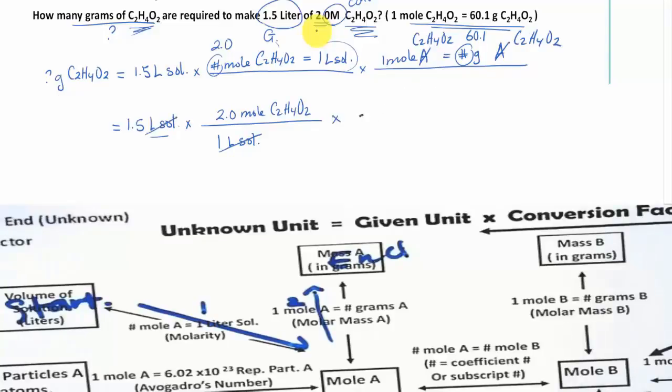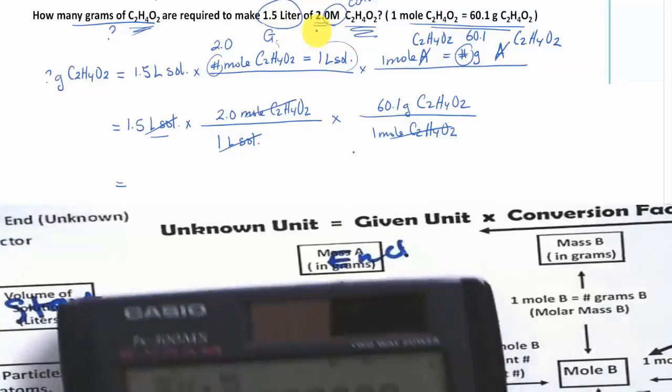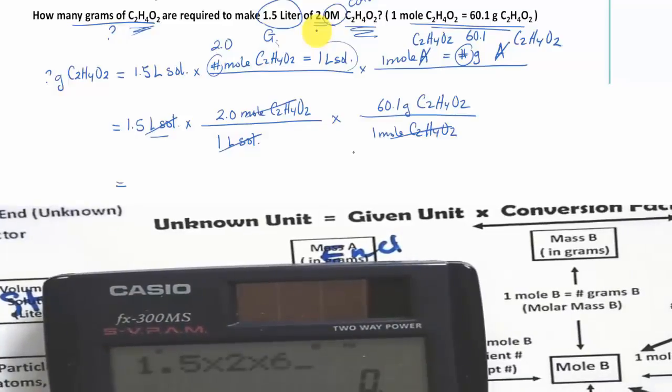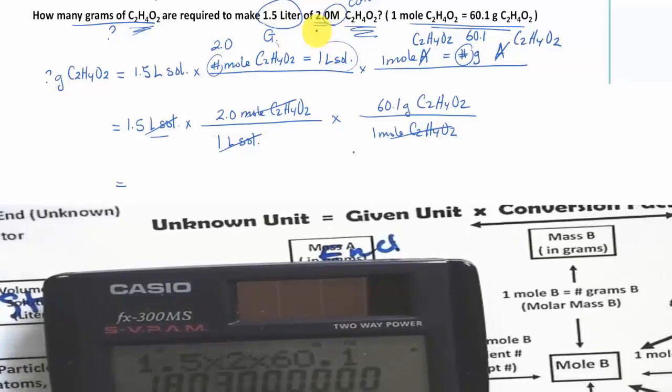Then we go on to the second conversion factor. Notice now we need to cancel moles of C2H4O2, so the mole part will be on the bottom, which is exactly 1 mole of C2H4O2, and on top part must be the leftover, which is 60.1 grams of C2H4O2. And look at that, that cancel out. Isn't that nice? And all you have to do is multiply everything on top. 1.5 times 2.0 times 60.1 divided by 1. So let's do that. 1.5 times 2 times 60.1 give us 180.3.